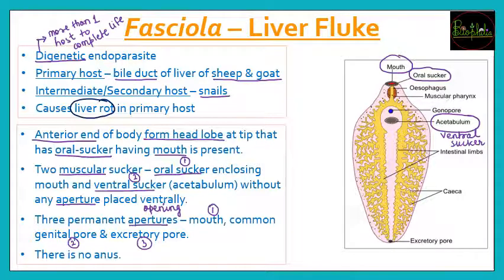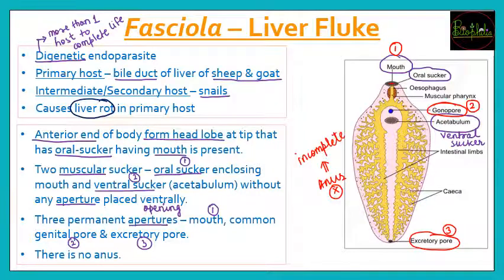So if you can locate these three particular openings in the diagram, so let's see first कौन सा होगा. First is going to be mouth, second is going to be the common genital pore, that is gonopore, जहाँ से the gametes are going to come, and the last that is excretory pore or the third permanent aperture. Now, if you can notice from the diagram that you did not find the labeling of anus. So anus is going to be absent. Anus absent है, and because of that reason only it is a single opening. Single opening है, that means it is an incomplete type of digestive system.